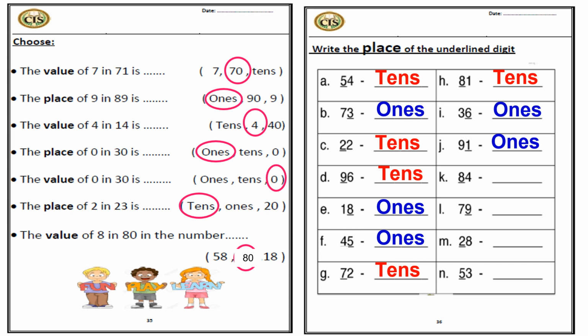84. 8. In which place? Tens. 79. 9. In which place? Ones. 28. 2. In which place? Tens.